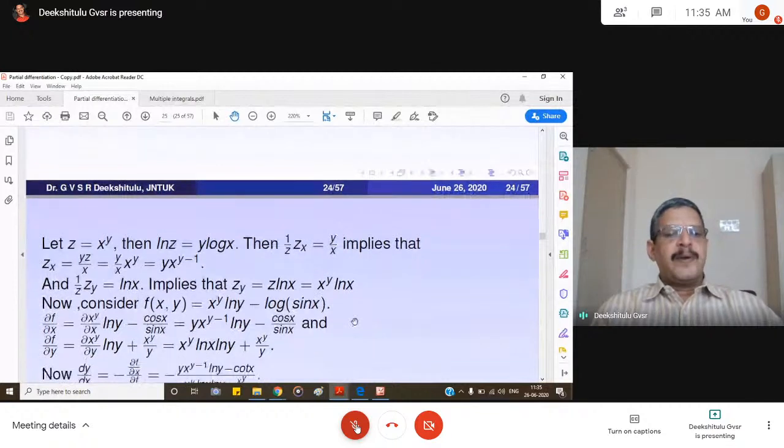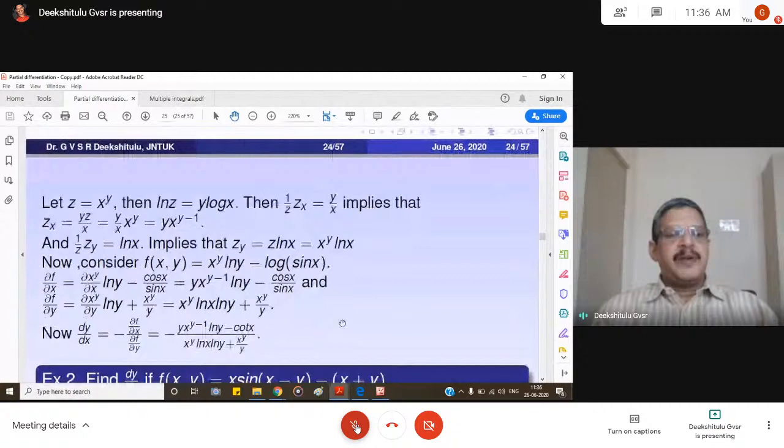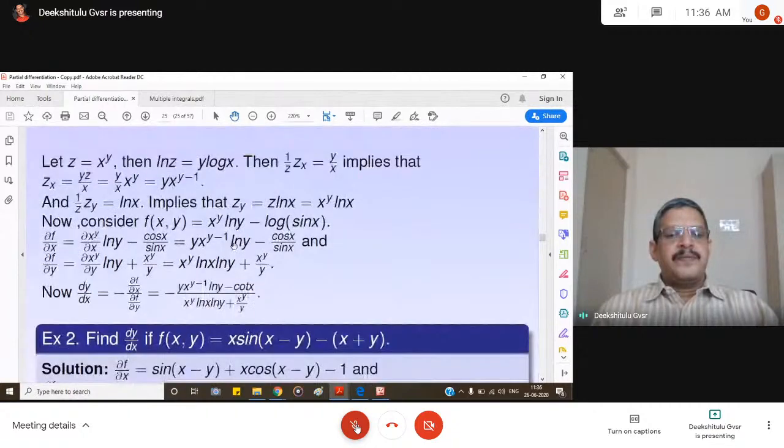So ∂f/∂x is ∂/∂x of x^y ln y minus the derivative of this, which is (1/sin x) into cos x. And ∂f/∂y is the partial derivative of x^y with respect to y into ln y. So this is what we get, and dy/dx is this by this.